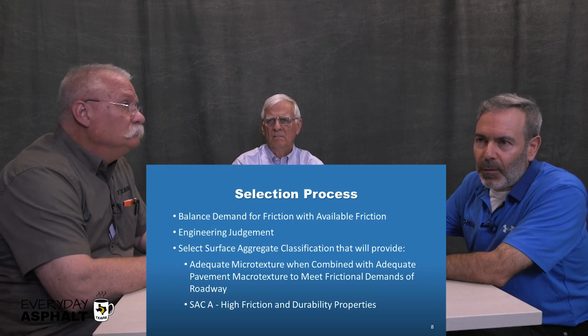We mentioned earlier what we just spoke about, macrotexture and microtexture. Now, we talked about SAC A being only for friction, but with the inherent properties, you're going to get a more durable rock.